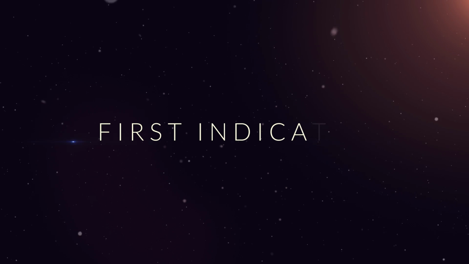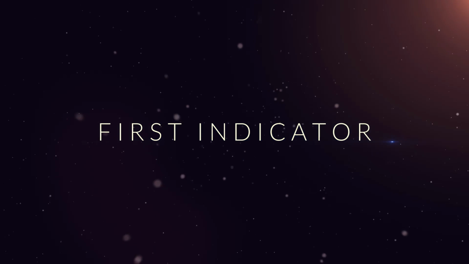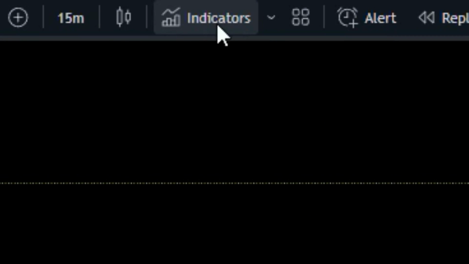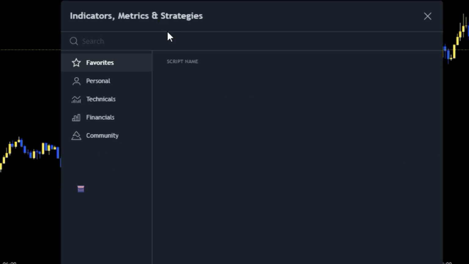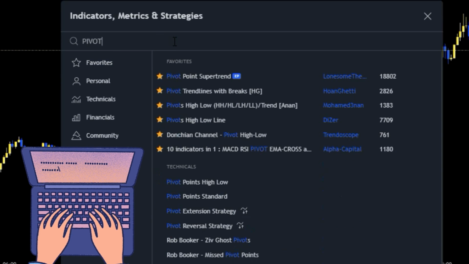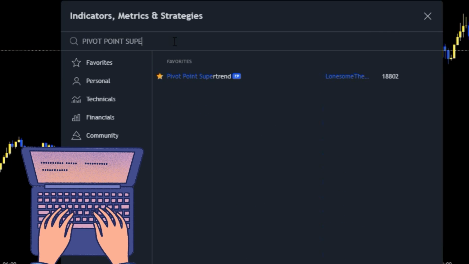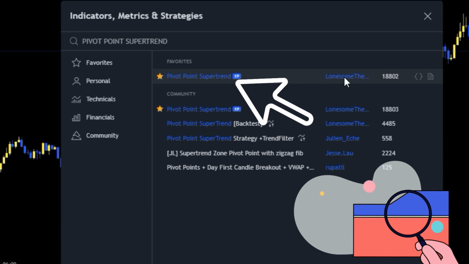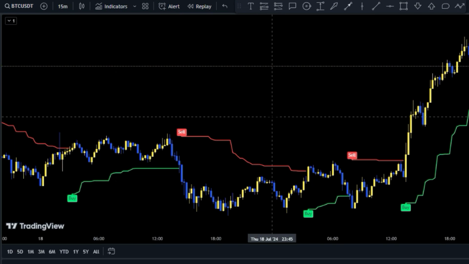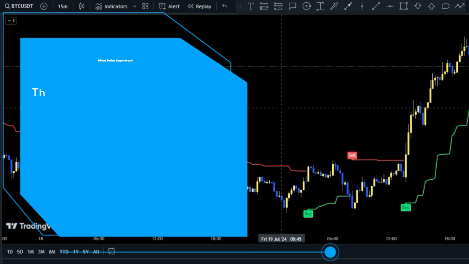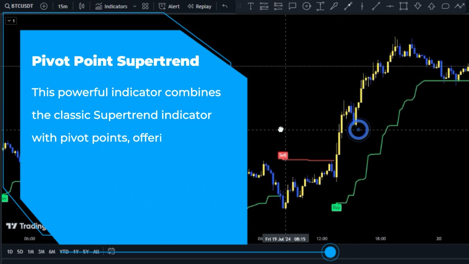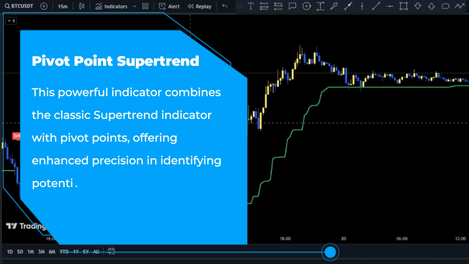Our strategy signal generator is an incredible indicator called Pivot Point Super Trend. To get started, head to the indicator section on TradingView.com, search for Pivot Point Super Trend and add it to your chart. This powerful indicator combines the classical super trend indicator with pivot points, offering enhanced precision in identifying potential trend changes.